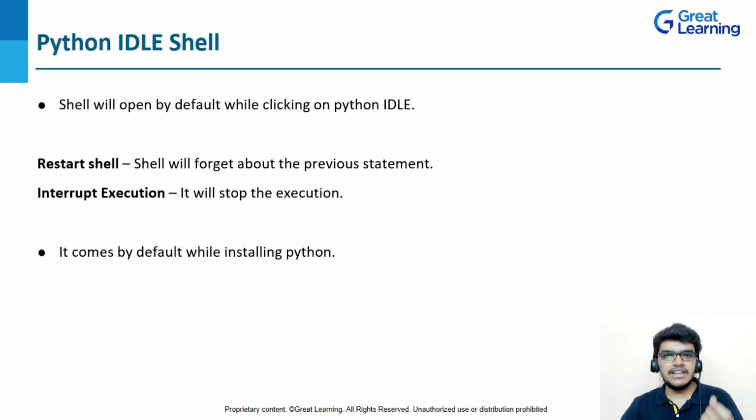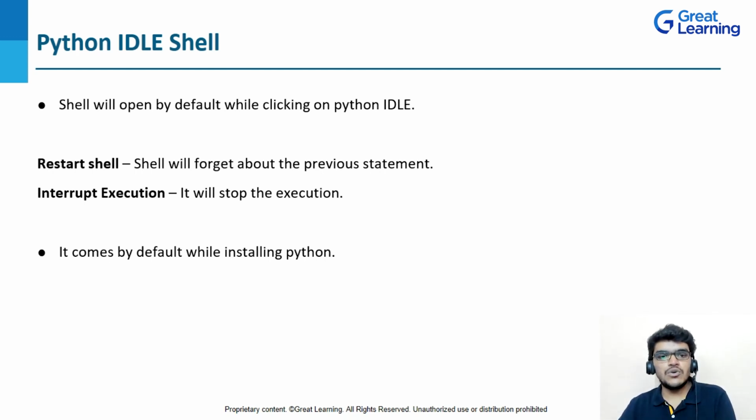So basically Python IDLE shell is an interactive interpreter and it will be open by default when you are clicking on Python IDLE, right? So you will see while opening Python IDLE, it will automatically open by default. Now, if you want to restart shell, then what will happen in this case? Shell will forget about all the previous statement. So now, what is interrupt execution in shell? So let's suppose if you are creating a while loop and we know that while loop is an infinite loop. So let's suppose that this loop is not ending and if I want to stop the execution, so I will just click on this interrupt execution so that my execution will stop.